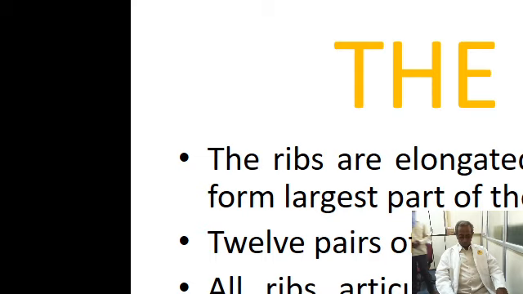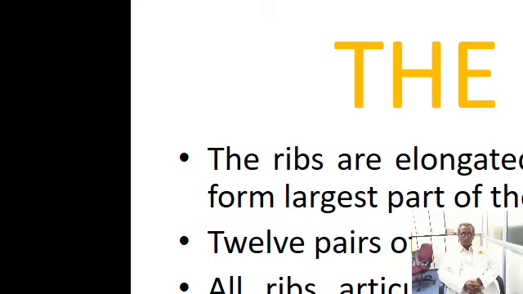Good morning everybody. Today's class is atypical ribs. Yesterday you have already heard about typical ribs. Now atypical ribs. Before that we see how the ribs are there. The ribs are elongated curved flat bones and form the largest part of the thoracic cage. 12 pairs of ribs are there.